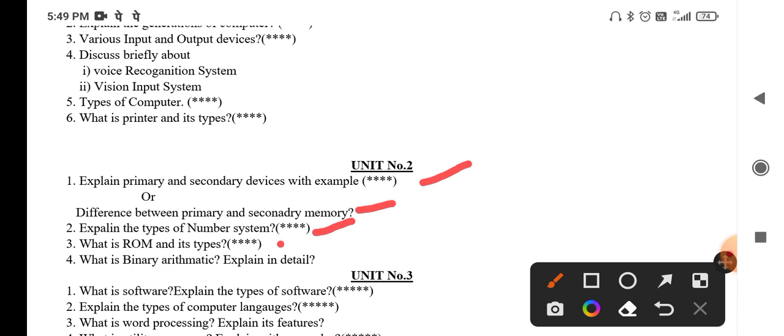So the next question is, what is ROM and its types. What is ROM? Read Only Memory. Next, we have different types of ROMs: PROM, EPROM, EEPROM. All these definitions we have to write.